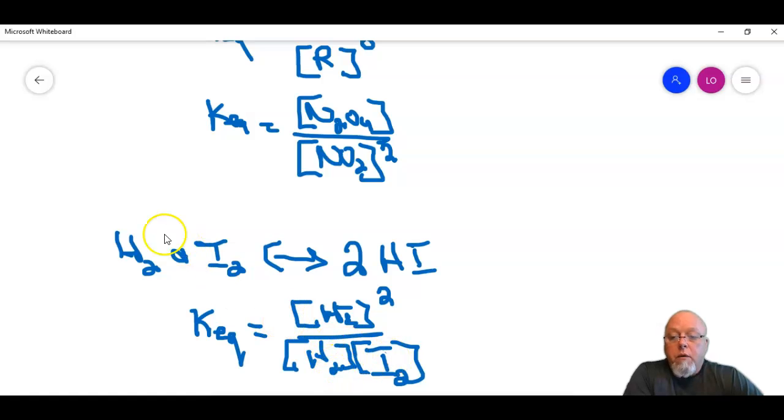But also, you notice how it's H2 plus I2. In the equilibrium expression, you would multiply them. So that's our lesson for today. You should be able to figure this out pretty easily, I think.